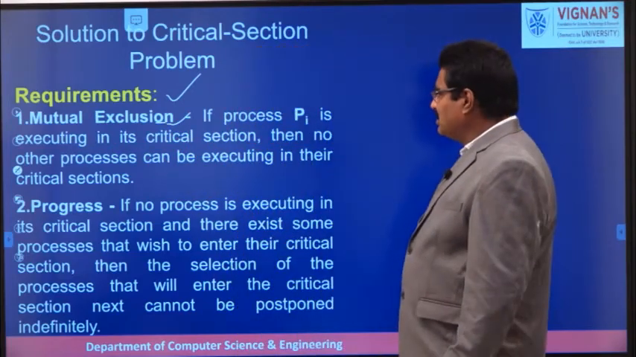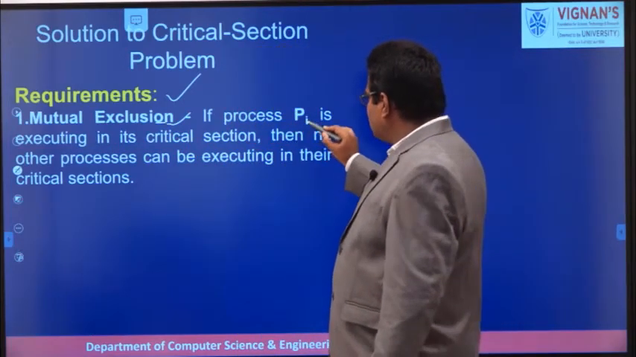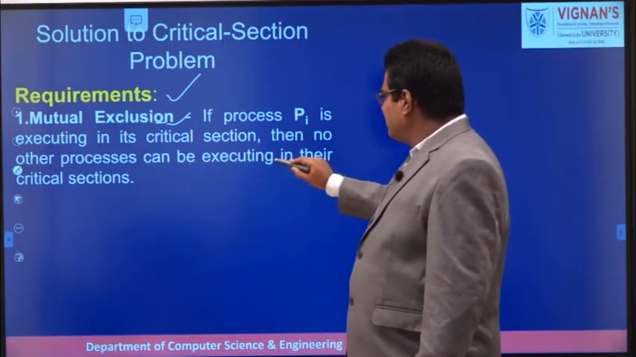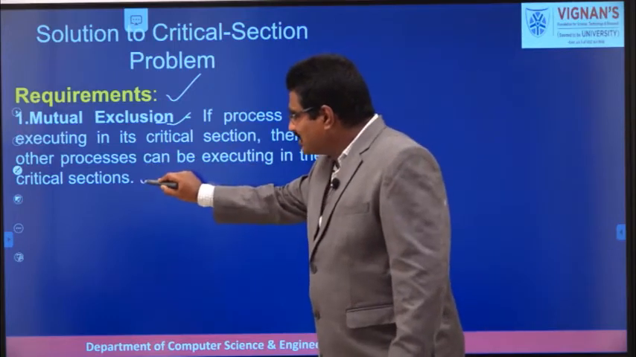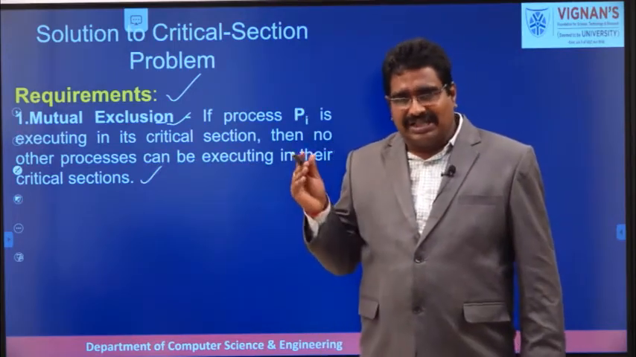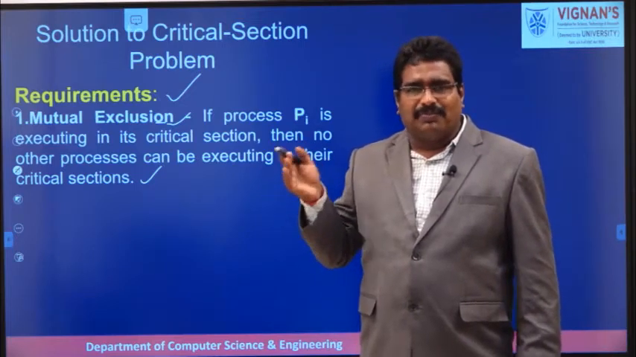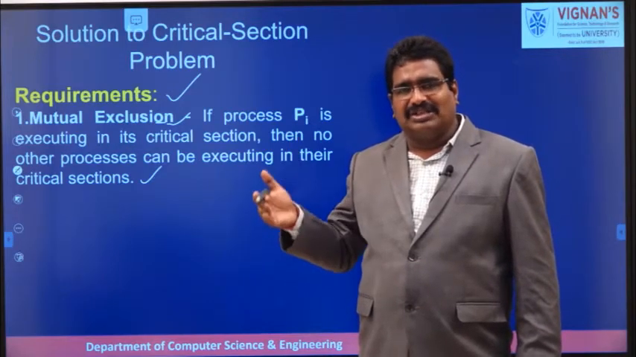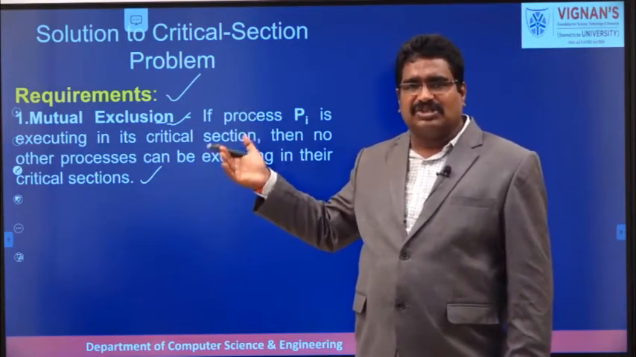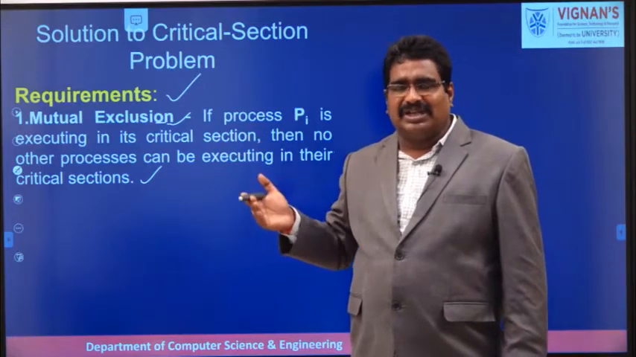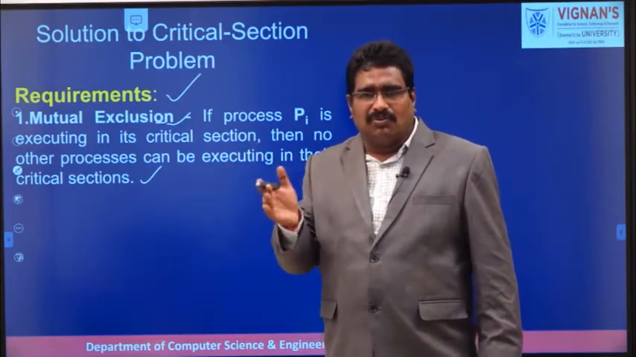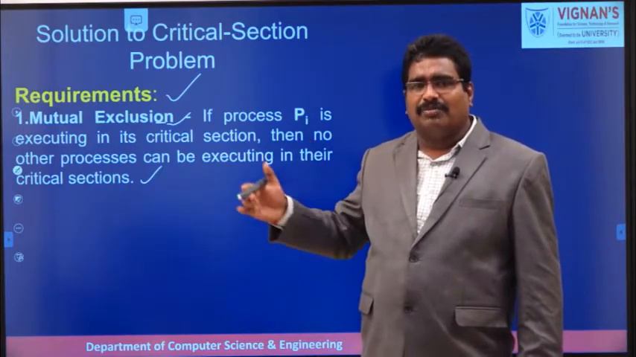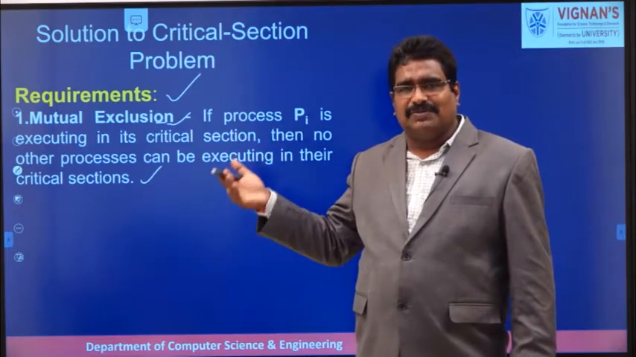So what is mutual exclusion? The definition is clearly given. If a process PA is executing in its critical section, then no other process can be executing in its critical section. What is the meaning of this? At any instant of time, only one process is allowed to enter its critical section. If one process is executing in the critical section, then no other process is executing in its critical section. That itself indicates that at any instant of time only one process is allowed to execute its critical section, so the data inconsistency problems never arise.